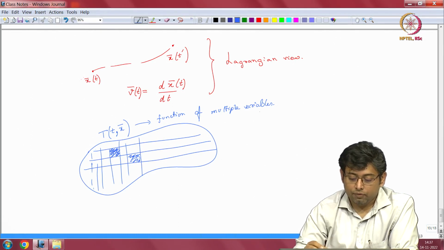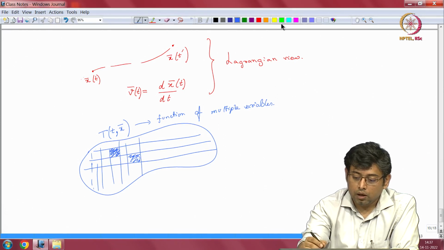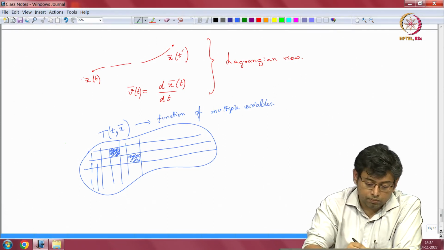So, now that you have this, you see in the previous case, this is your Eulerian perspective.